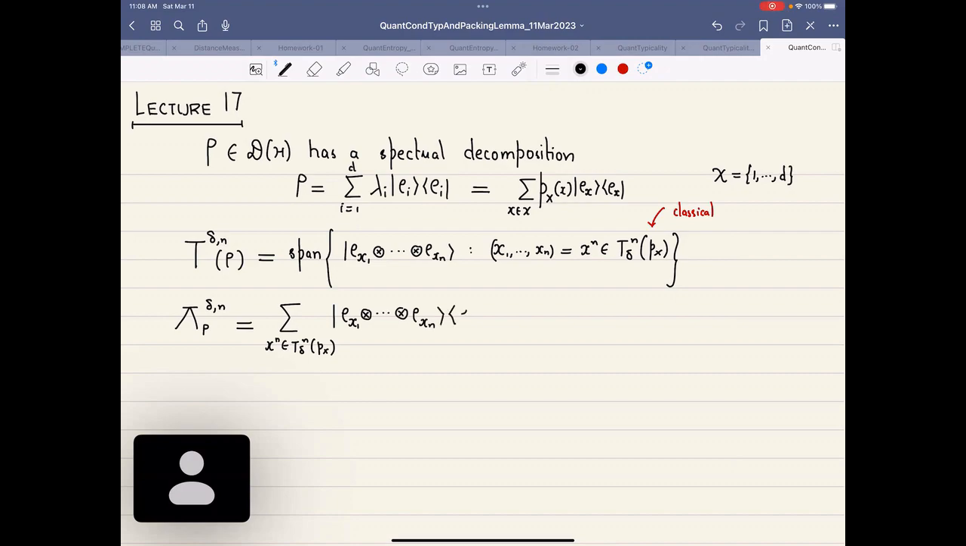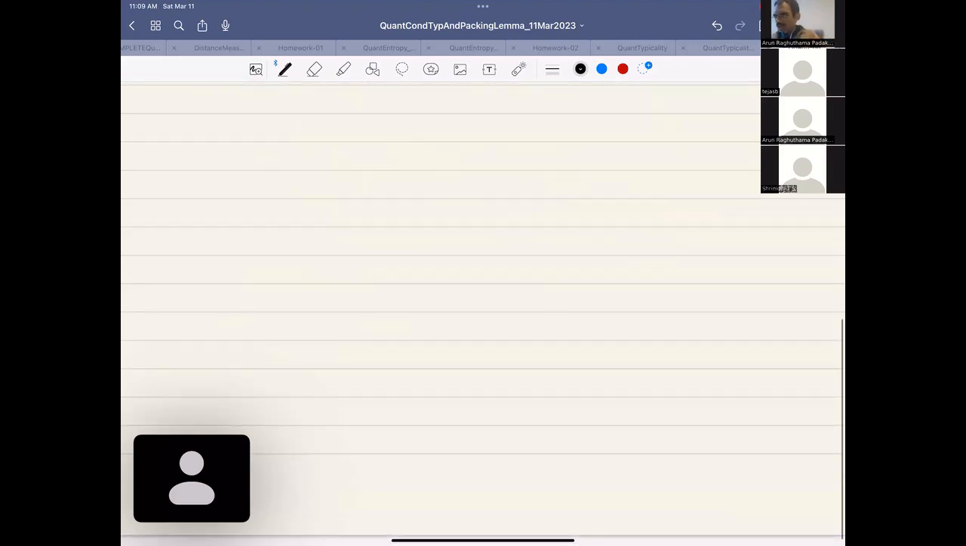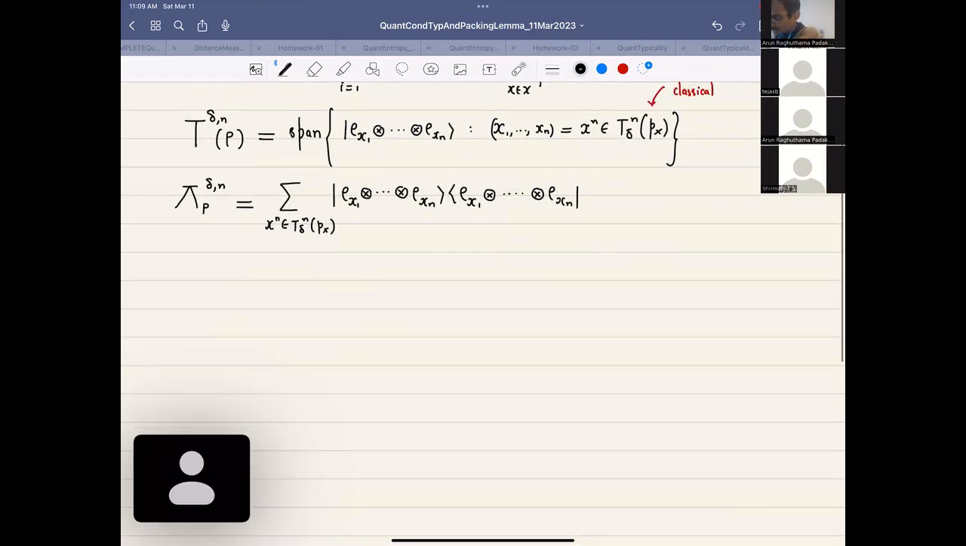Okay, so if you have any questions at any point, just ask. Bear with me also. Hold on, give me one second. One second. Okay. So this is the typical projector.